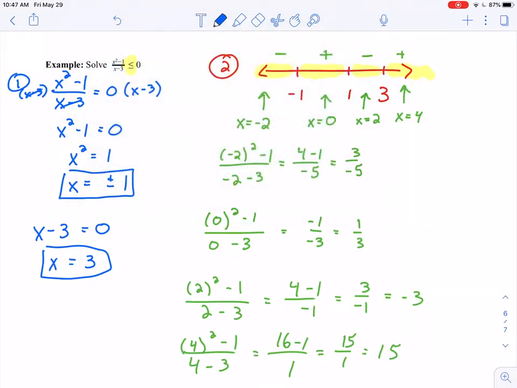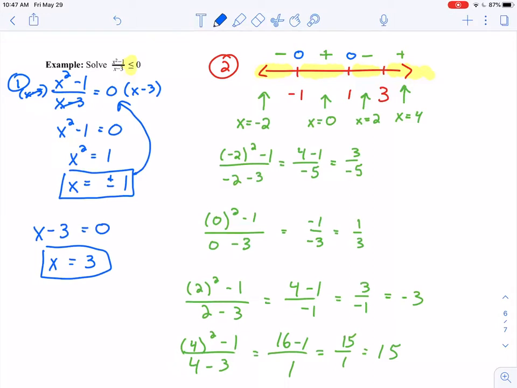So where did I come up with x equals plus or minus 1? We came up with those by setting our function equal to 0. So I'm going to just make a note to myself that my function is equal to 0 at -1 and positive 1.